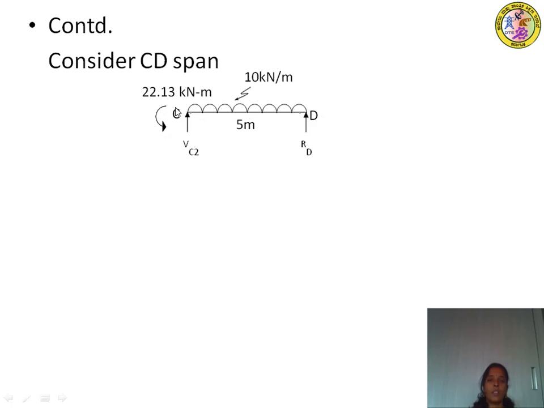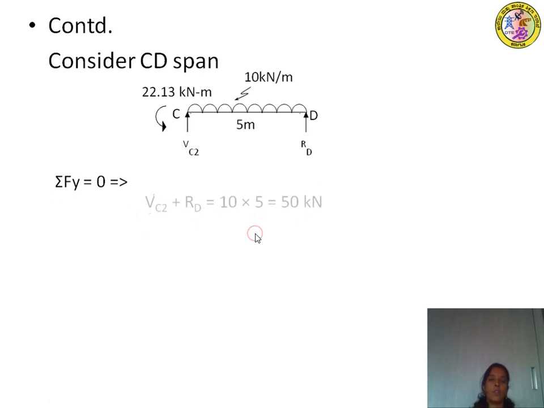So at C we have a negative moment, that is minus 22.13. Since it is minus, we have represented it in the anti-clockwise direction. At D it is 0, therefore there are no moments at D. Okay, so the reactions at C and D are VC2 and RD. So let us apply the equilibrium condition.